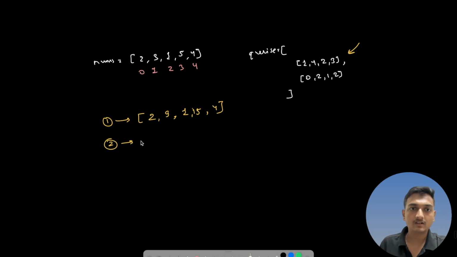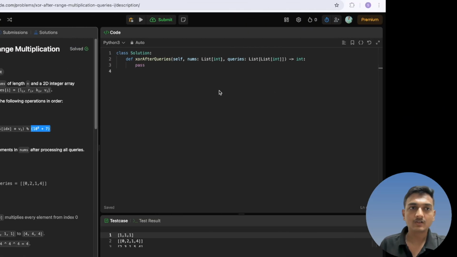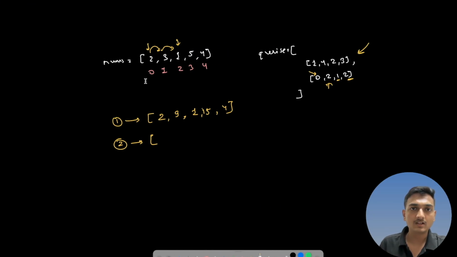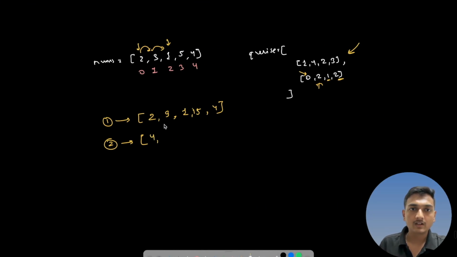After the second operation, we have to start from 0 and go till 2, with a jump of 1. So 1, then 1, like this. Let me multiply this by 2. The multiply term is 2, so we are just applying this formula. 2 times 2 is 4, and the first index is now modified as 9, so 9 times 2 is 18. The rest remain 1, 15 and 4. I think this is my final answer: 4, 18, 2, 15, 4.